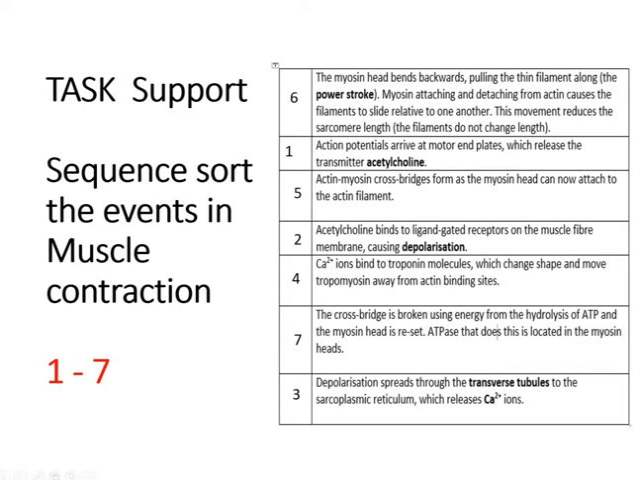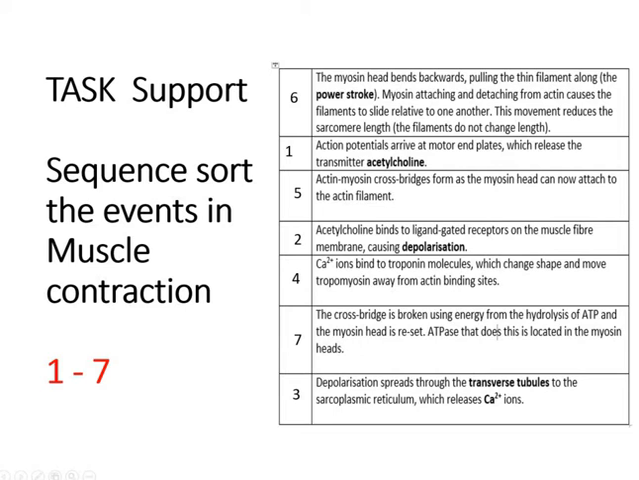Okay, so if we go through this now, we've got the action potential arrives at the motor end plate, which releases acetylcholine. That's going to bind to the ligand-gated receptors. That causes depolarization. That's going to then spread through the T-tubules to the sarcoplasmic reticulum, which releases calcium ions. Calcium ions are going to bind to troponin molecules, change the shape, and move the tropomyosin away from the actin binding sites. That's going to then make the actin myosin cross bridge form.